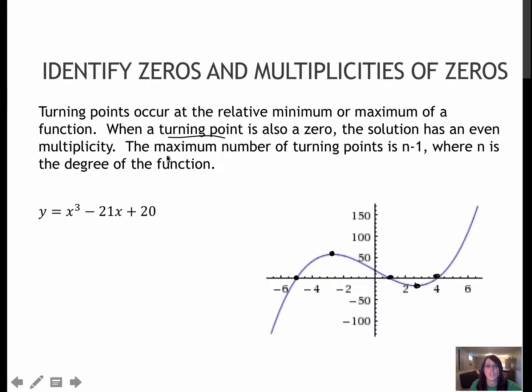But what I do want you to understand is that the maximum number of turning points is n minus 1, where n is the degree of the function. So this is a degree of 3. So at most, this will have 2 turning points. So notice here, turning point number 1, turning point number 2, and that's how we find those turning points. So at most 2 turning points. If it had a degree of 5, there could be 4 turning points. And so when I was looking at my degree of 4 and saying it was a W, that's 1, 2, 3 turning points. That's how I was doing that.